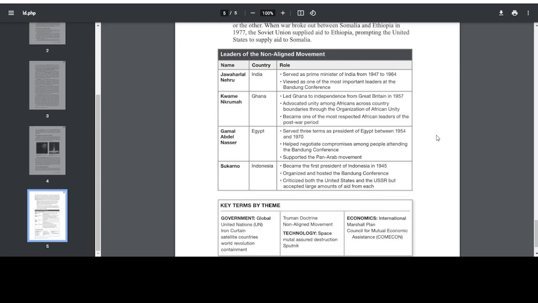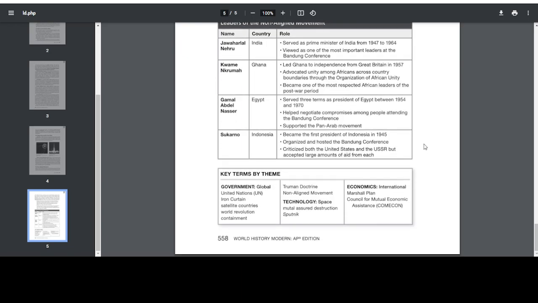Name, Gamal Abdel Nasser. Country, Egypt. Role, served 3 terms as president of Egypt between 1954 and 1970. Helped negotiate compromises among people attending the Bandung Conference. Supported the Pan-Arabian movement. Name, Sukarno. Country, Indonesia. Role, became the first president of Indonesia in 1945, organized and hosted the Bandung Conference, criticized both the United States and USSR, but accepted large amounts of aid from each.